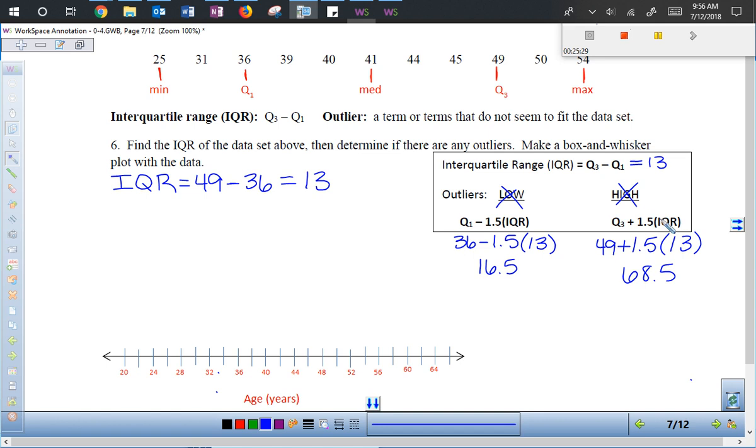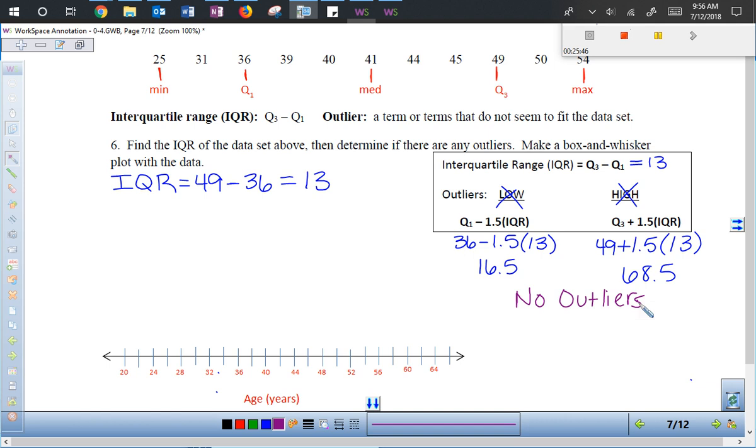So since we don't have any high outliers and we don't have any low outliers, that means we have no outliers at all. So what I want you to do when you find that out, just below it, write no outliers. That helps me see that you did the work and you thought through it and you have nothing to worry about.